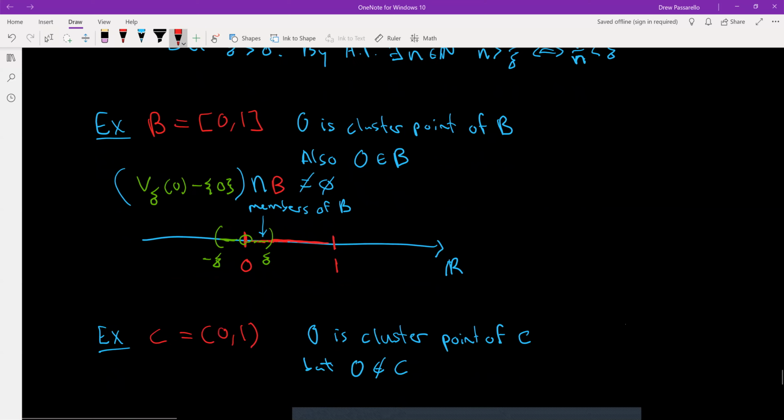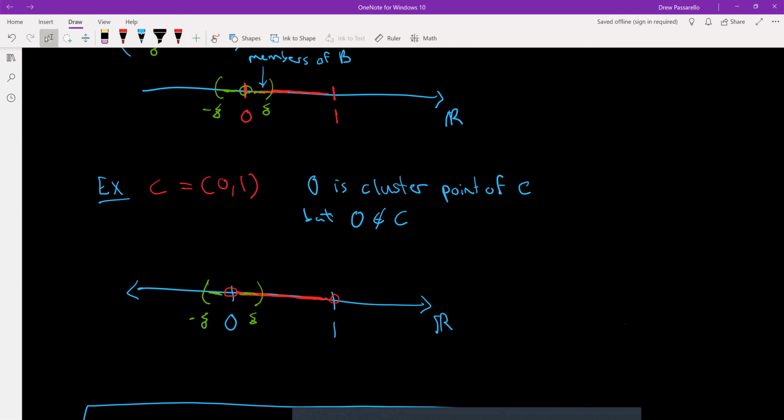Now you can have the open interval 0 to 1, keeping the same, just choosing any delta around 0. The punctured neighborhood is going to contain members of C. Specifically, the members are from between 0 and delta.